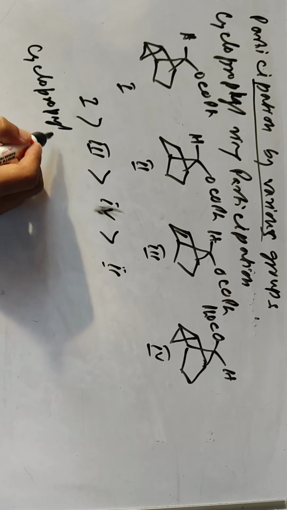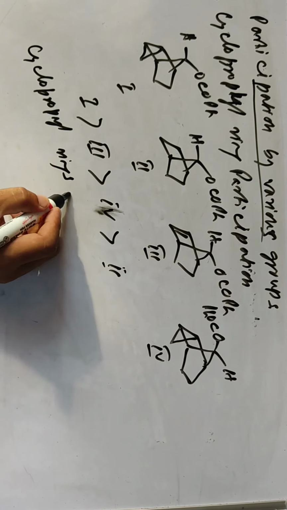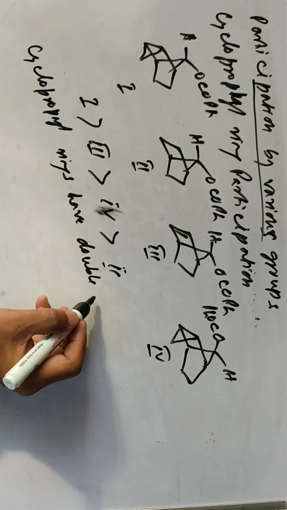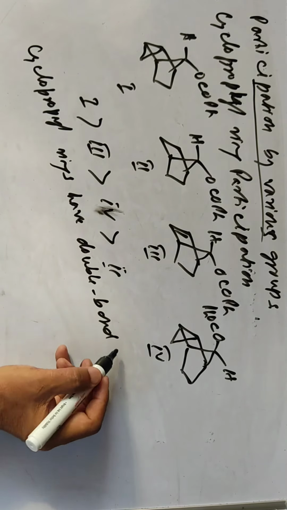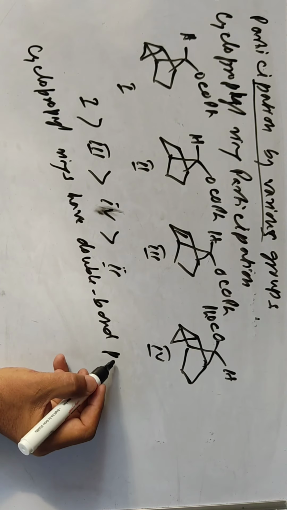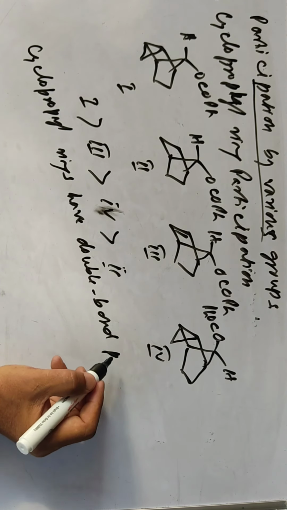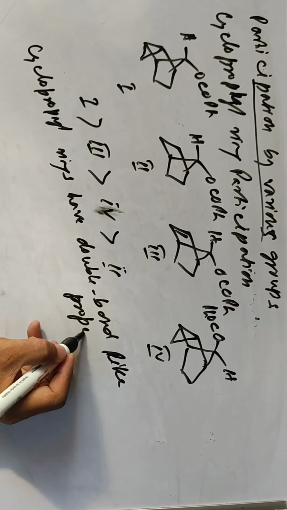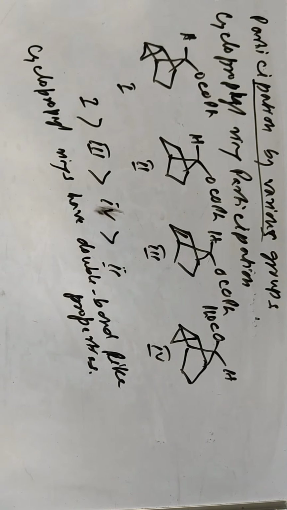Cyclopropyl rings have double bond properties. Similar to a double bond, they behave like a double bond, and participation takes place. Double bond like properties. So these compounds can be very stable. These compounds are very stable. So here is the double bond, so it can go this way.